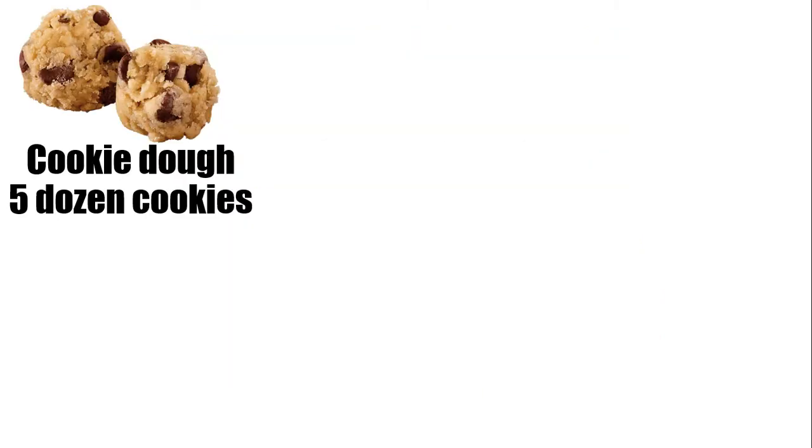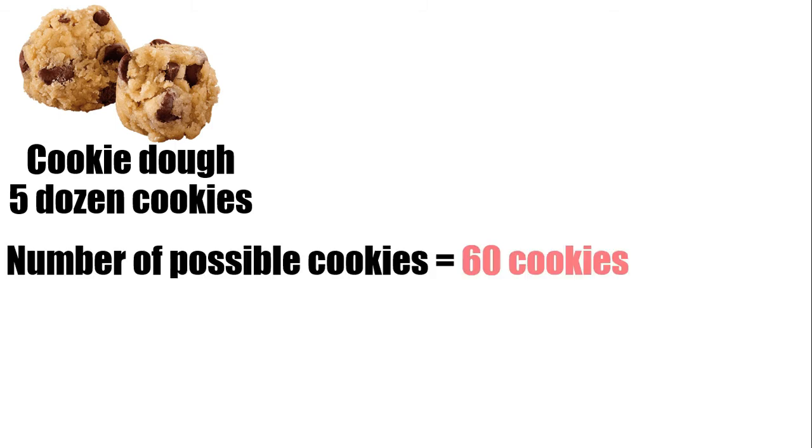Let's say you prepared a cookie dough, which is good enough to prepare 5 dozen of cookies. So how many possible cookies can you make? You will have 60 cookies.